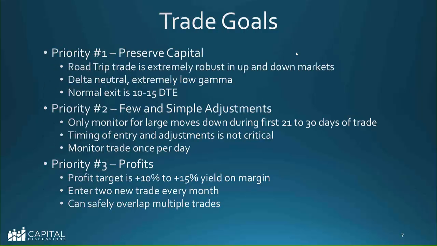So the trade goals, 3 big priorities: preserve capital, not too many adjustments, and steady profits. So under preserve capital, it's very unlikely to have a big loss, which is something iron condor traders can appreciate. And delta neutral, very low gamma, because we start these trades out fairly far out in time, 70 to 80 days. So the T+0 line is very flat, and low gamma is kind of close to a flat line. And normal exit is 10 to 15 days. If you are about the same, let it expire, but the normal exit is our target, 10 to 15 days.